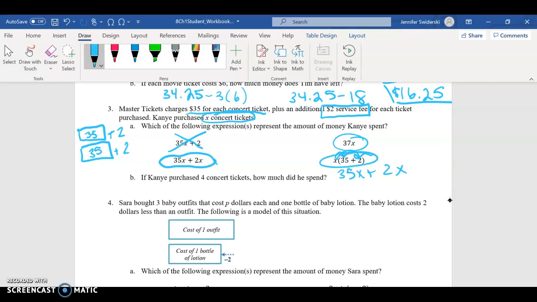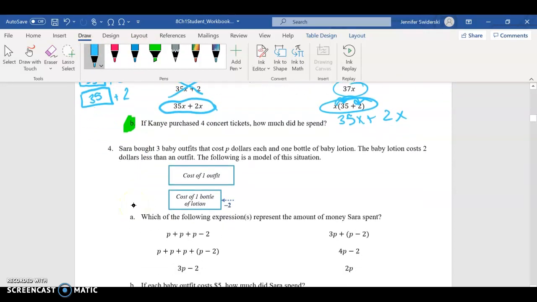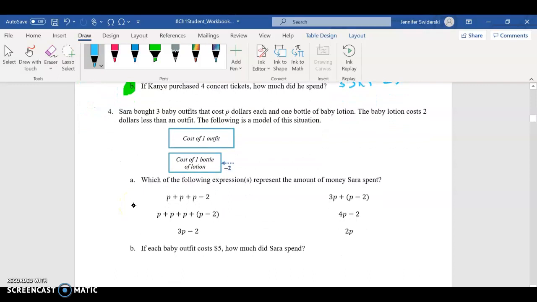Sure will. If Kanye bought 4 tickets, how much would he spend? I want you to try this one on your own. Okay, we'll go over that tomorrow in class. And we're going to come down here to number 4.